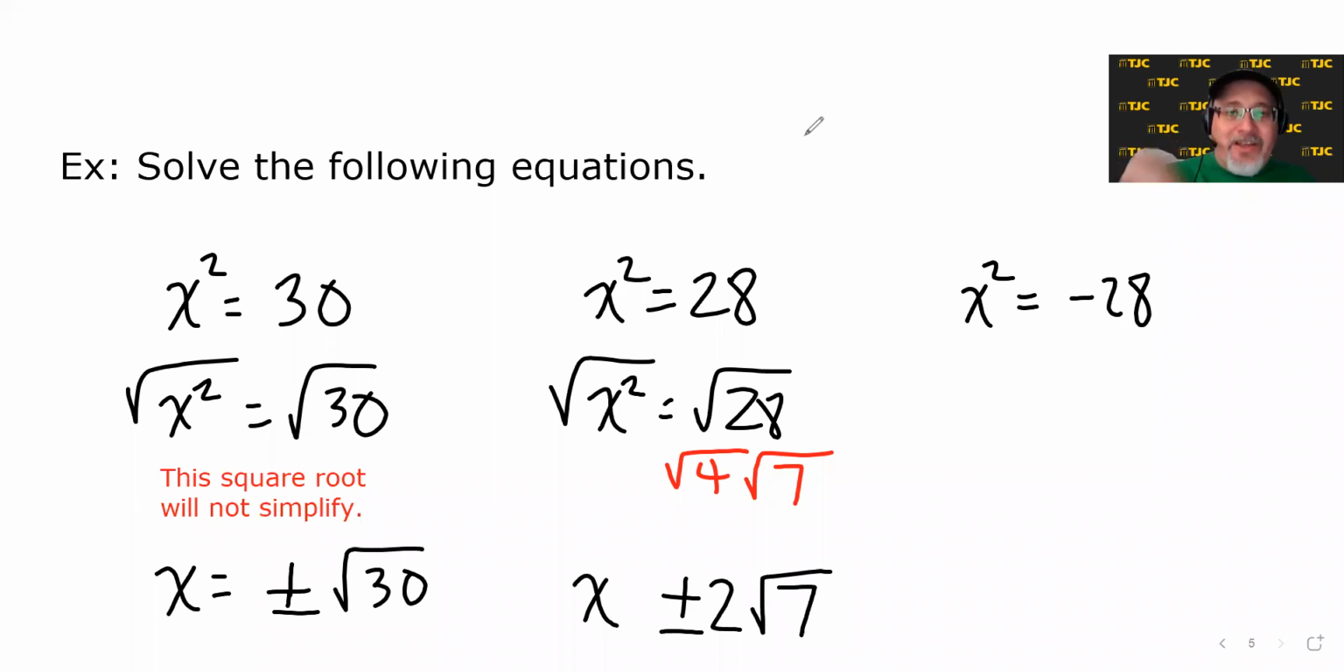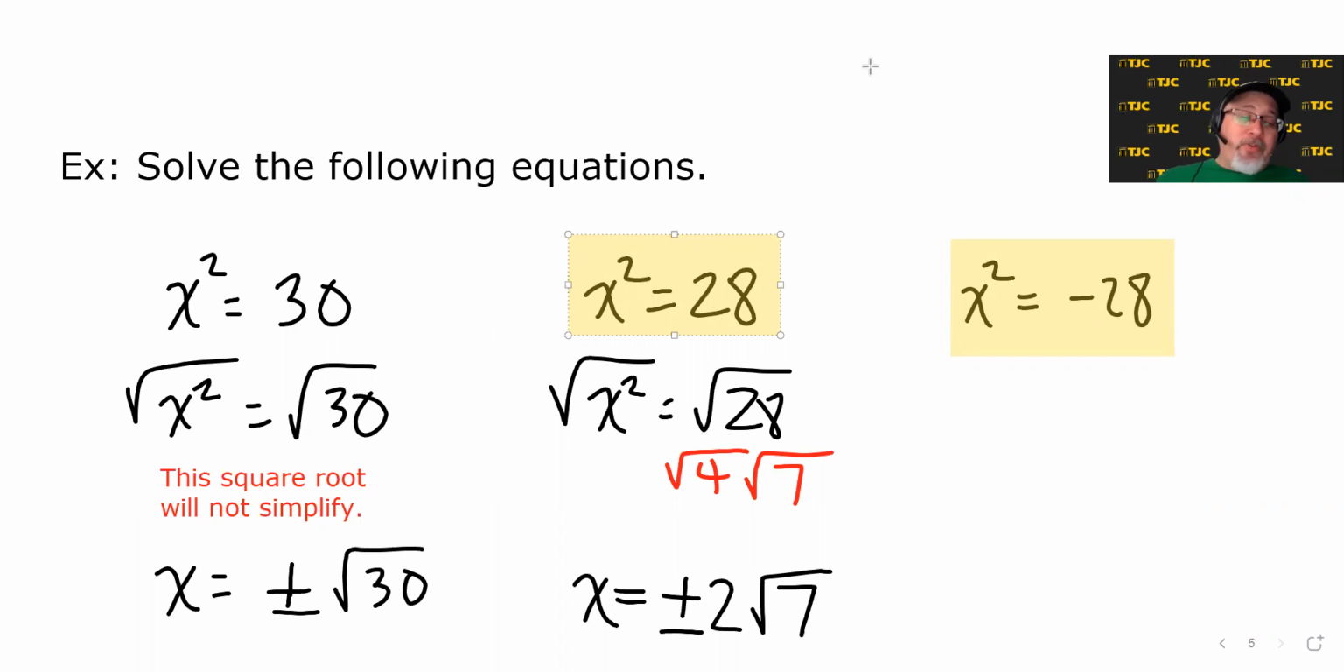And again, that's just a lazy way to say x equals 2 times the square root of 7 and x equals negative 2 times the square root of 7. All right, for the last one, x squared equals negative 28. I want you to compare the last equation with the one we just did. What's the only difference? The 28 is negative.